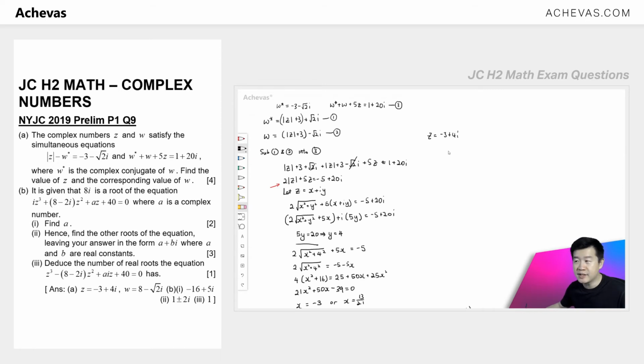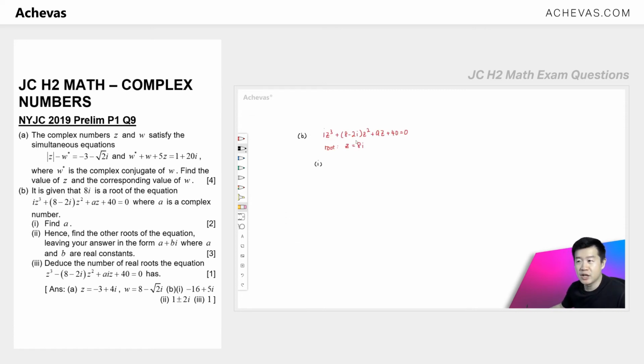So the corresponding w will be modulus of z, which is minus 3 plus 4i, then plus 3 minus square root of 2i. So this is going to be square root of 3 squared plus 4 squared, which is going to give us a 5, because we are doing a square root of 25. Then plus 3 minus square root of 2i. So 5 plus 3, this is equal to 8. 8 minus square root of 2i.